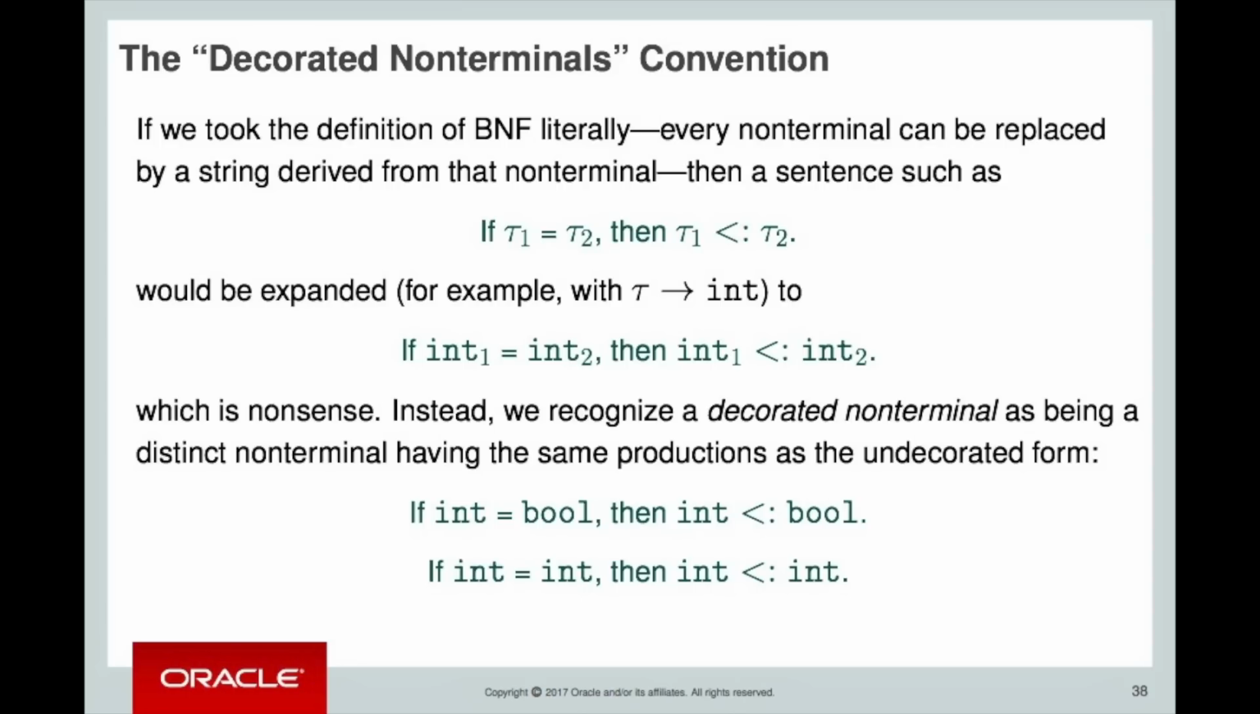So I can choose to expand ta1 consistently to int and ta2 to bool. And I get this true sentence: if int equals bool, then int is a subtype of bool. In fact, int is not equal to bool, it's a false antecedent, so the conditional is true. I could also expand both ta1 and ta2 to int, and I get if int equals int, then int is a subtype of int. That's also true. Okay, decorated non-terminals convention. So that's what I want to say about BNF, but BNF will wander back into our story later on.